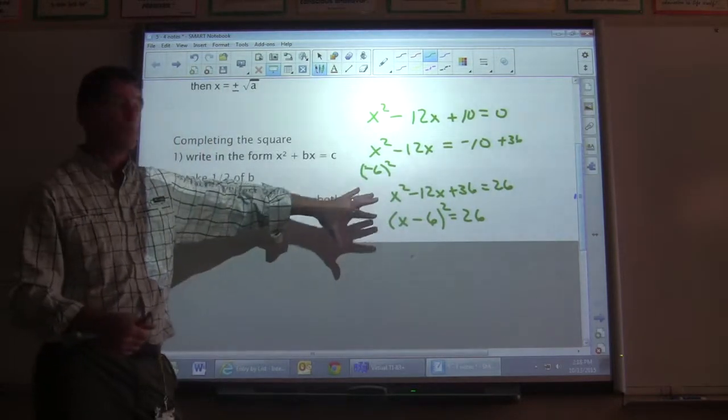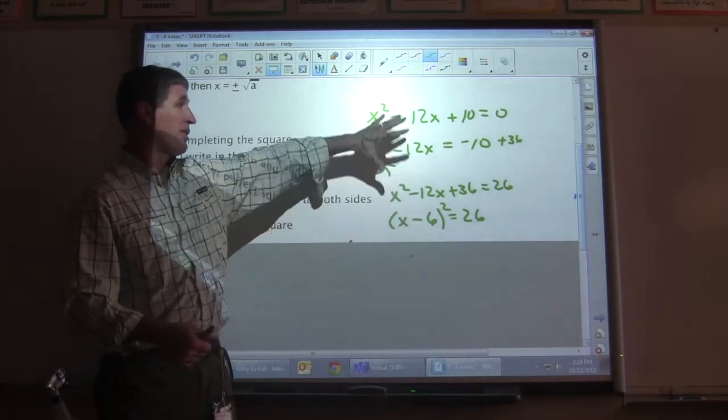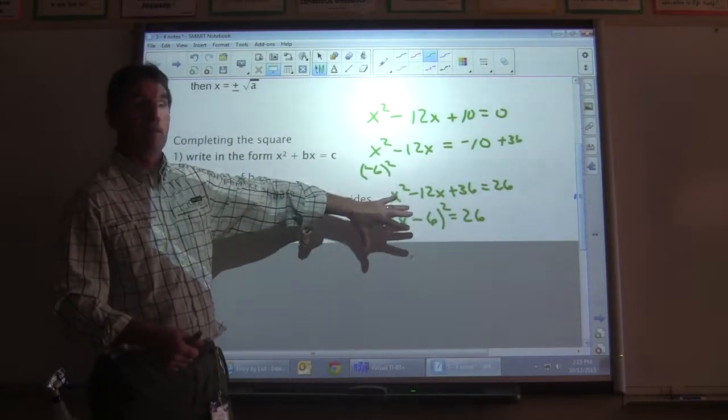And we have completed the square and factored that. Now in a little bit we're going to get to where we solve this, but for right now let's just take it to this point. All right?